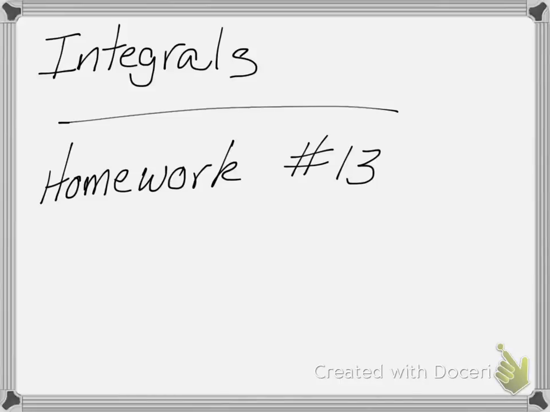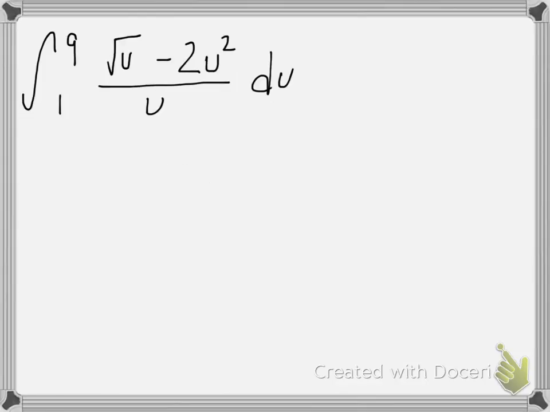Alright, so this is going to be our homework problem number 13 off of our sheet. Still doing integrals. It said take the integral from 1 to 9 of the square root of u minus 2u squared over u du.